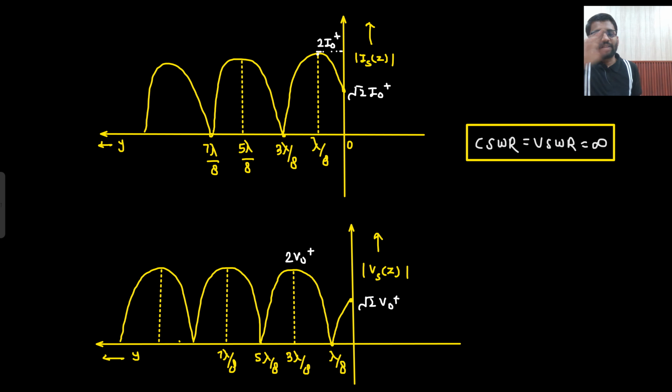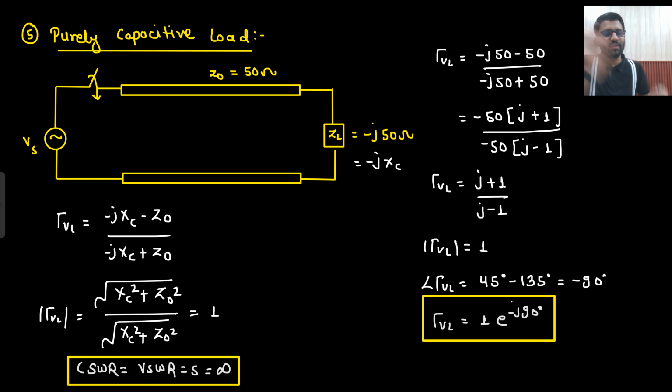So in case of a pure capacitive load, in the examination, what would you think? Okay, pure capacitive load is there. Minus jXC would be there. That means gamma VL will be equal to 1. If gamma VL is equal to 1, that means VSWR is equal to infinity. And if VSWR is infinity, that means certainly I am having V minimum equal to 0 and I minimum equal to 0. Now what will you think? Okay, this is not a resistive load. This is some capacitive or inductive load.